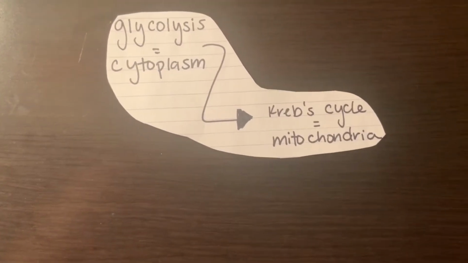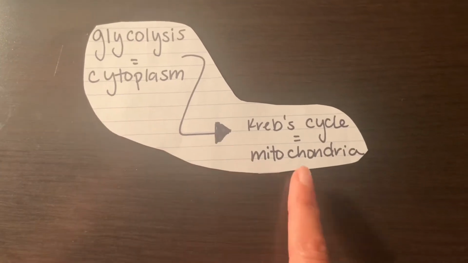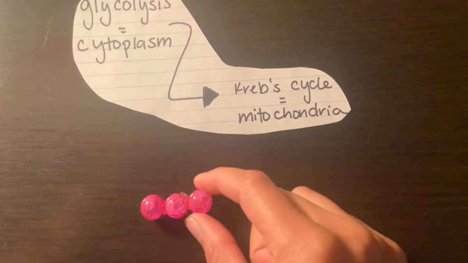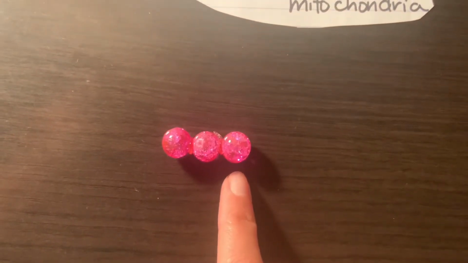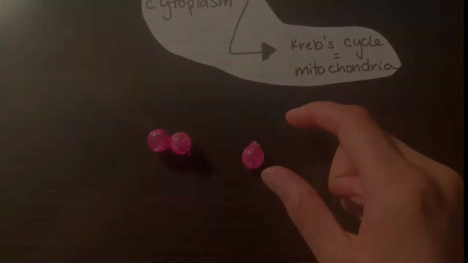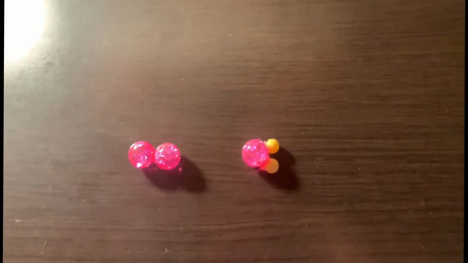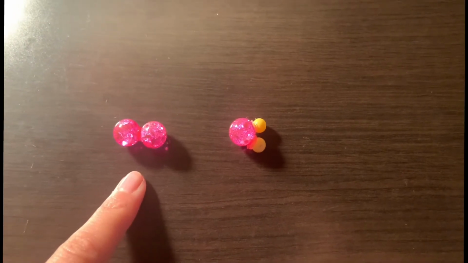We just finished glycolysis, which occurred in the cytoplasm, so now we move on to the Krebs cycle, which will be in the mitochondria. This is the 3-carbon pyruvate that we just created. Pyruvate will lose one of its carbons as it binds to oxygen to create CO2, and we're left with a 2-carbon molecule called acetyl-CoA.